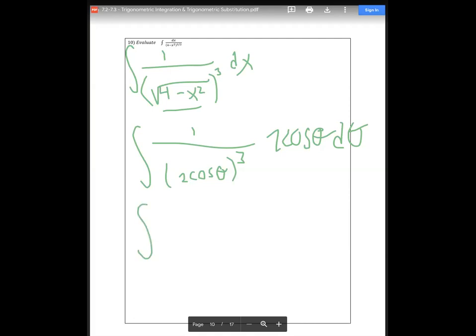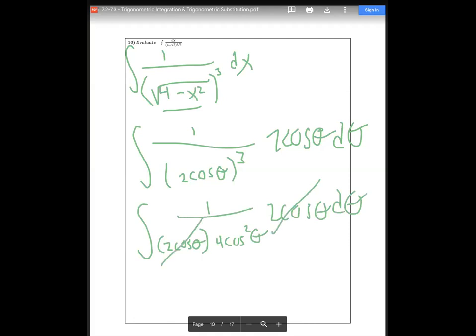So let's see what we can cancel out first. This over here is 2 cosine of theta cubed, which is 2 cosine of theta 3 times. So I'm going to save one, and make this 4 cosine squared of theta, 2 cosine of theta, d theta, because I want to cancel these out. And that's exactly what I just did. So now all you're left with is 1 over 4 cosine squared of theta, d theta.